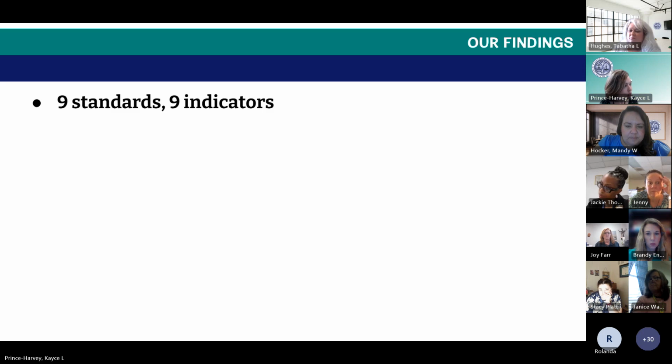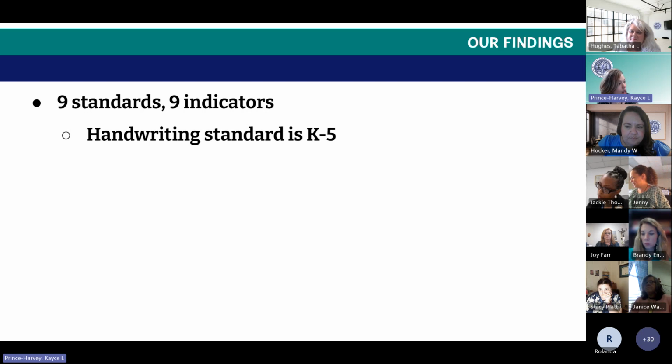Okay, well, I'm going to share a couple of our findings just as we walked through that vertical progression for written and oral communications. Here were a couple of things that stood out to us. First, obviously, we do have 9 standards and 9 indicators. The handwriting standard is our only one that is K-5. All of our other standards in written and oral communications are K through English 4. So they are addressed at all grade levels.